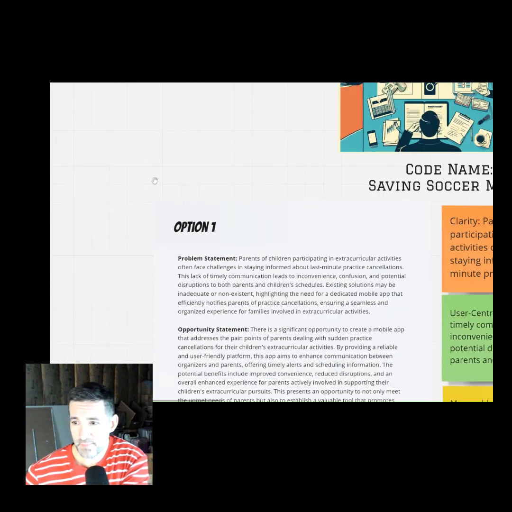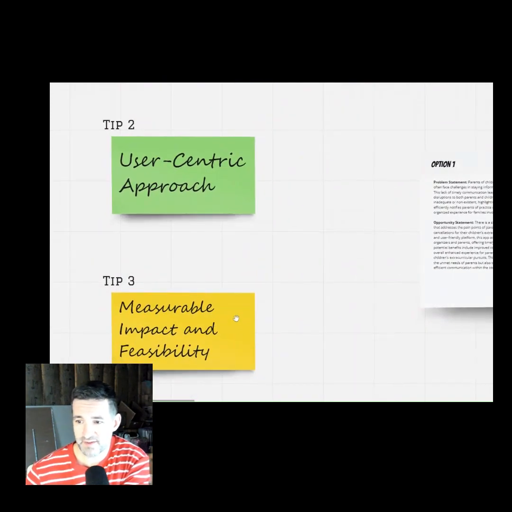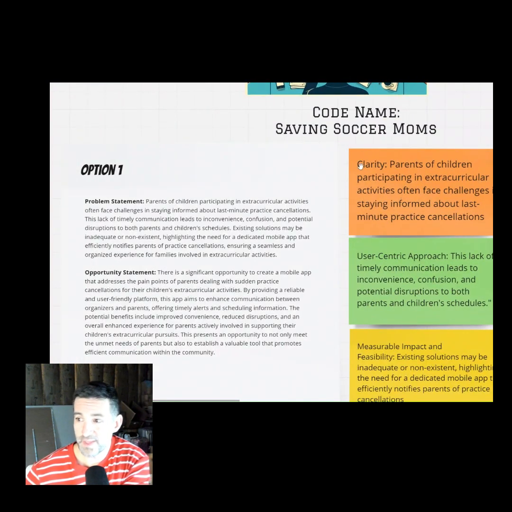And now, going back to those three tips of having clarity, a user-centric approach, and measurable impact and feasibility, I have broken it down into these particular sections here. So, from a clarity perspective, I have pulled out of my problem statement: parents of children participating in extracurricular activities often face challenges staying informed about last-minute practice cancellations. So, this really clearly defines the issue parents face. Moving into that user-centric approach, this focuses on the user pain point: the lack of timely communication leads to inconvenience, confusion, and potential disruptions to both parents' and children's schedules.